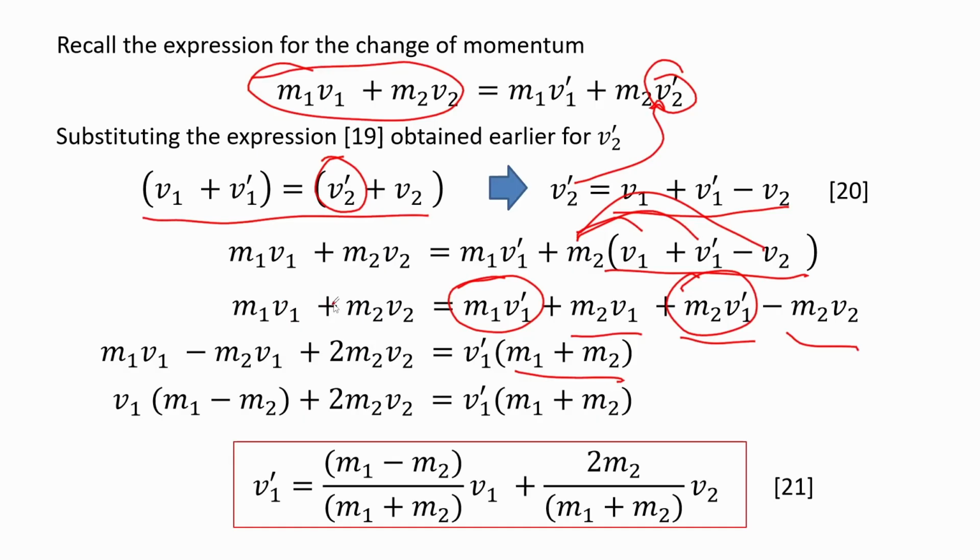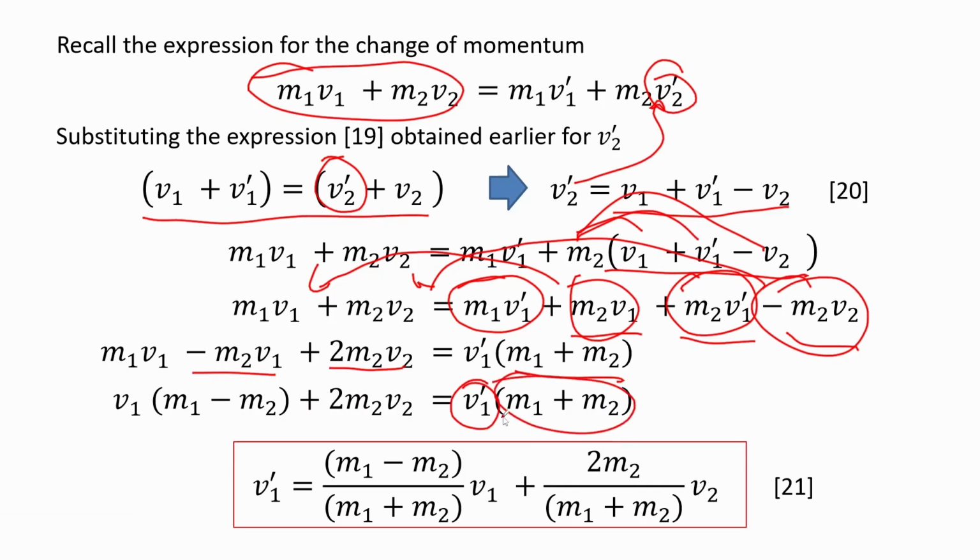Then you have your m2 v1 transposed here, so it becomes a negative. And this one, negative m2 v2 transposed here, becomes a positive m2 v2. Since they are the same, you can just add them as 2m2 v2. Okay? So, rewriting an expression for v1 prime, you cross-multiply it downward.